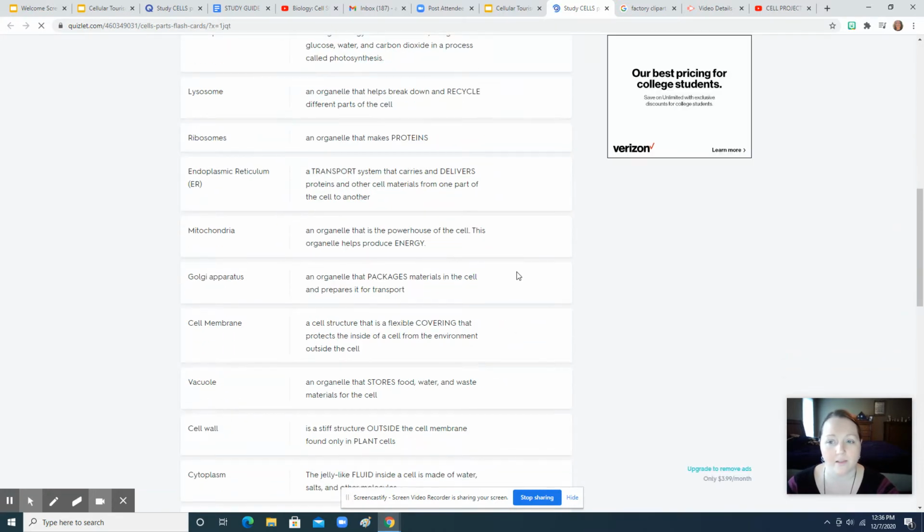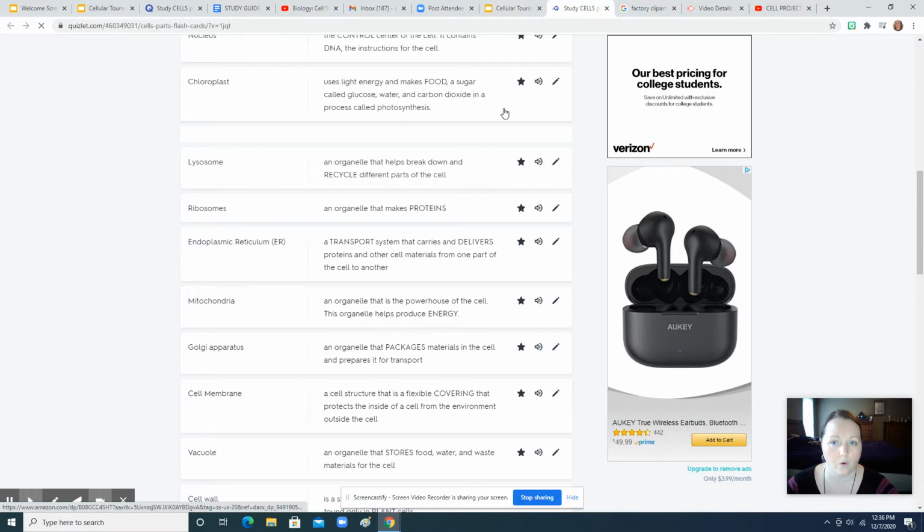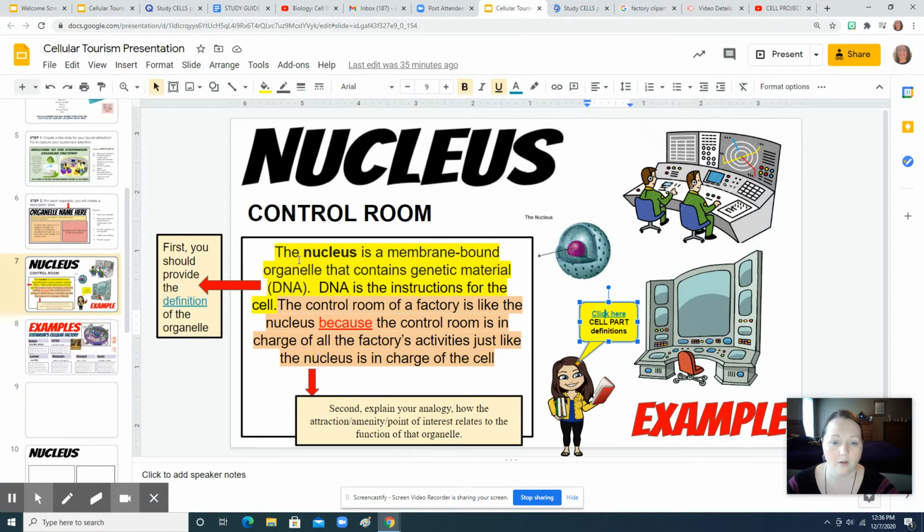You can copy and paste it, but I do want you to change it and put it into your own words. So please put it in your own words. So again, the nucleus is the membrane-bound organelle that contains genetic information and instructions for the cell. Now, the second portion of this typed description is you're going to compare your location to the nucleus of the cell. Again, my factory is my main location.